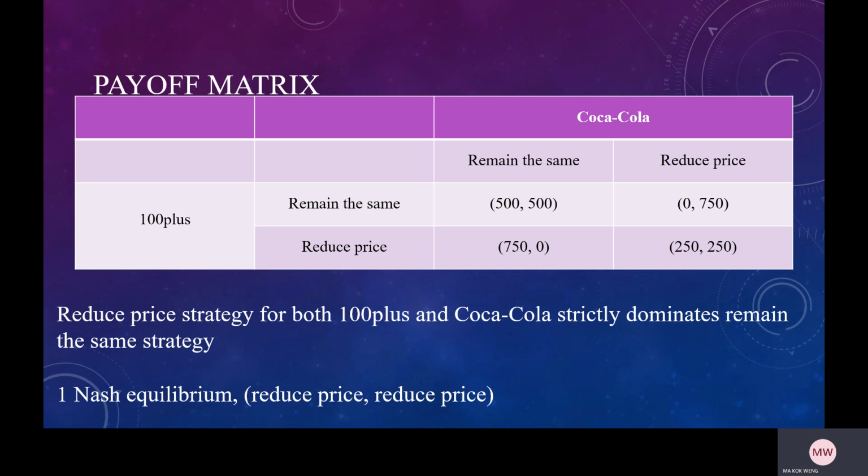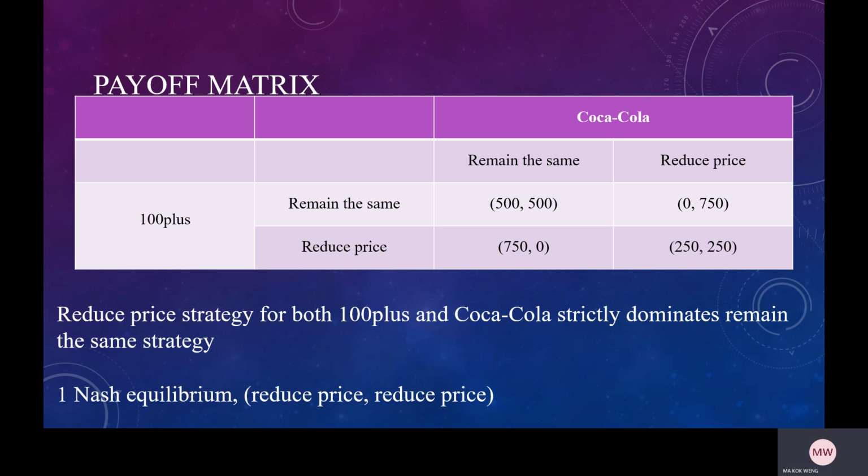There is one Nash equilibrium in this payoff matrix, which is both companies choose to reduce their price. If both companies choose to remain the same, Coca-Cola will regret not reducing their price to get a better payoff. 100 Plus will also regret not choosing to reduce their price as well.